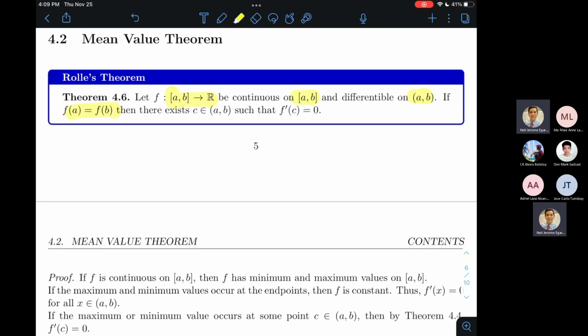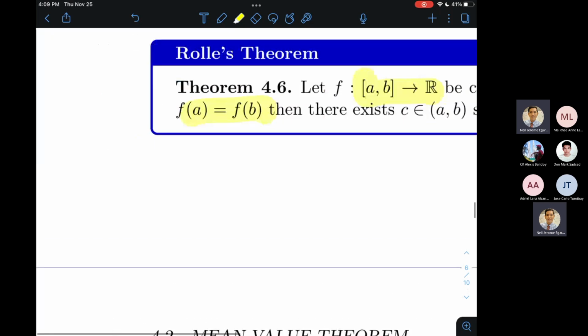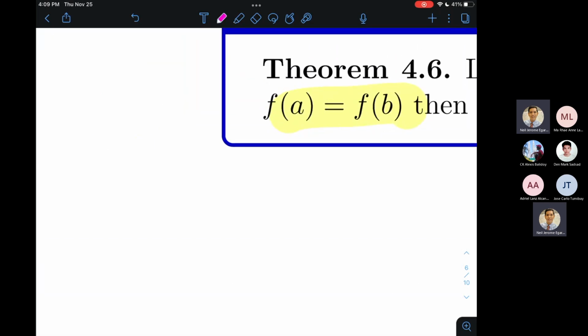So kung continuous yung function sa closed interval at differentiable siya, tapos equal yung function value dun sa dalawang endpoints, then there will exist a number where the derivative is equal to 0. So graphically speaking, okay, pwede mo yung i-drawing ng ganito.